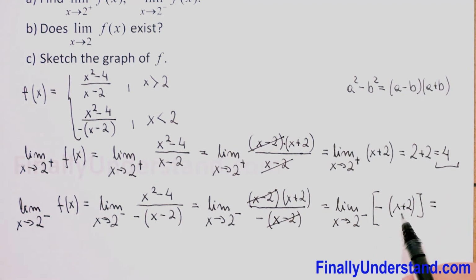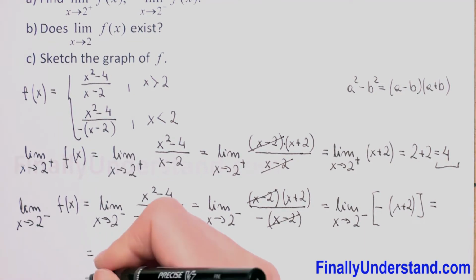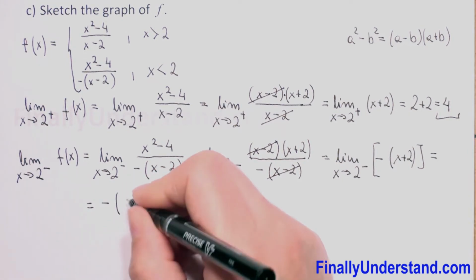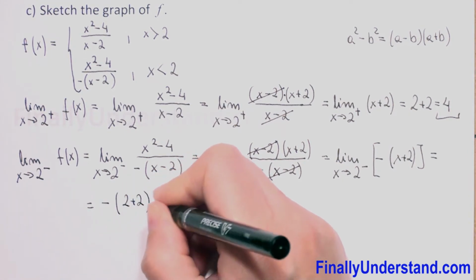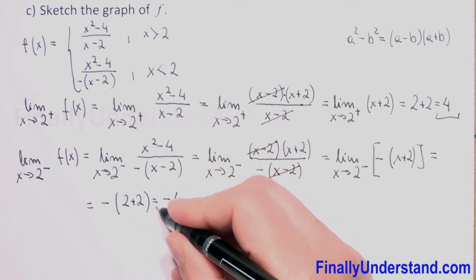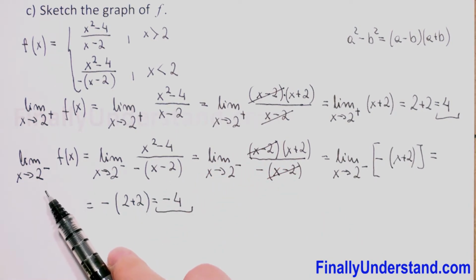Now, because I have addition here, I can replace x by 2. So this is equal to the negative sign I just copy, and in parentheses 2 plus 2. This is equal to negative, 2 plus 2 is 4, so negative 4. We have the left limit.